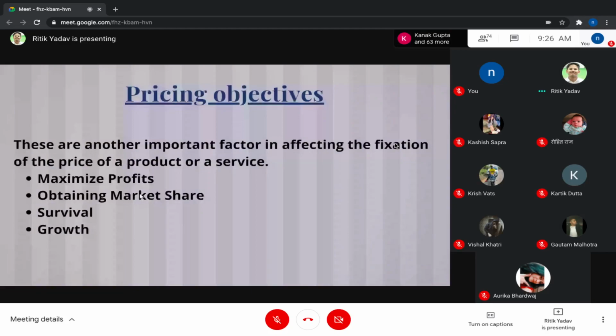Now we have another factor, which is pricing objectives. Pricing objectives are another important factor in affecting the fixation of price of a product or a service.